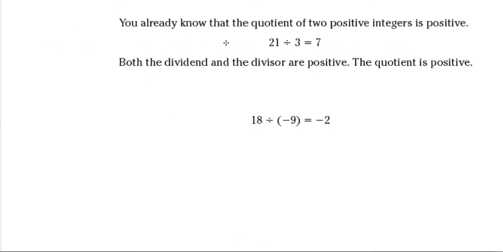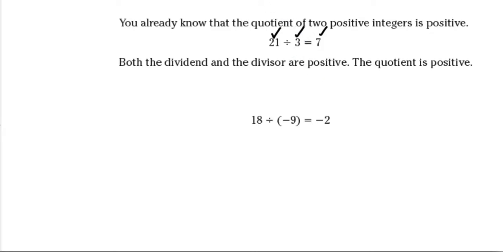You already know that the quotient of two positive integers is positive. 21 divided by 3 is 7 from your basic division. Both the dividend and the divisor are positive, so the quotient is positive.